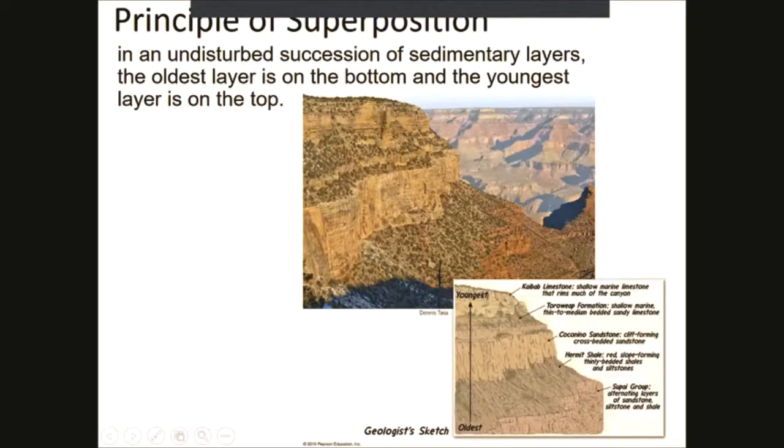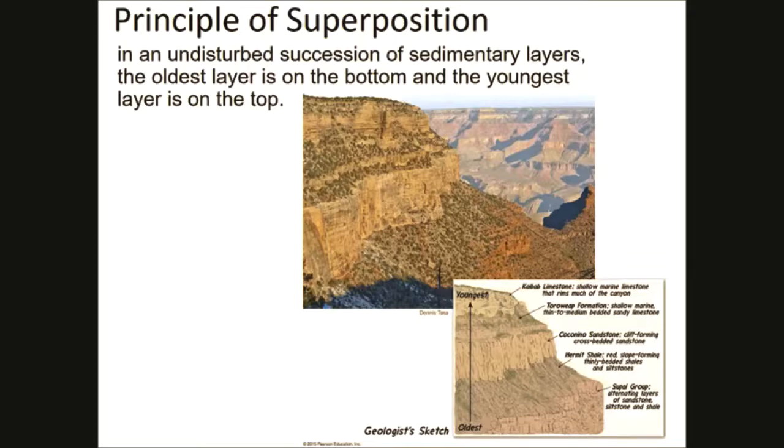So the principle of superposition. First we're going to start with the principles of relative dating, to determine the relative ages of rock. Now a lot of these might seem kind of like common sense. Maybe like, well, duh. But at some point in time, someone had to sit down and think about this. It's like, well, which rock is older and which rock is younger? And they had to think it through.